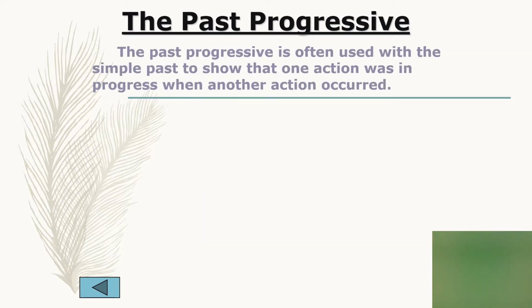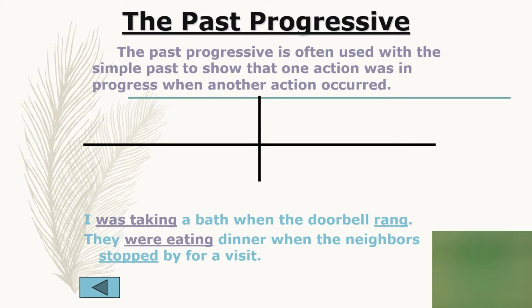We can use also the past progressive to express an activity or an action that interrupted another action. Look at this one. For example, I was taking a bath when the doorbell rang. Was taking a bath is the action which was in progress, and the doorbell rang interrupted the action of taking a bath. Let's pay attention to the rule of the past progressive, which is was or were plus verb plus ing. Was goes with I, he, she, and it. Were goes with we, you, they.